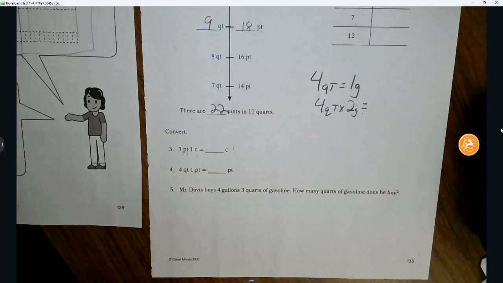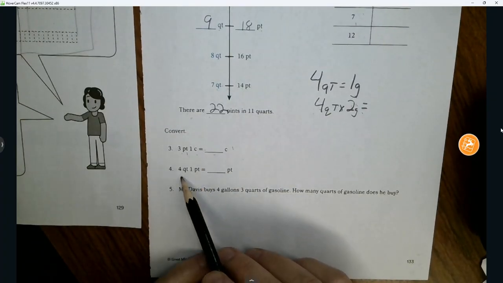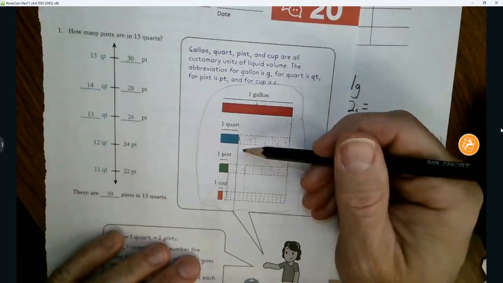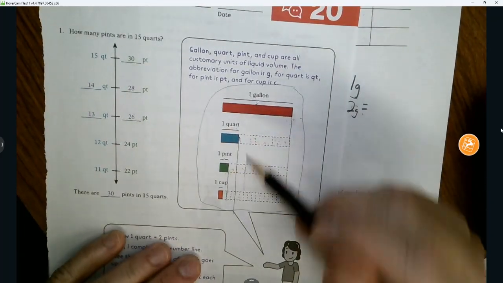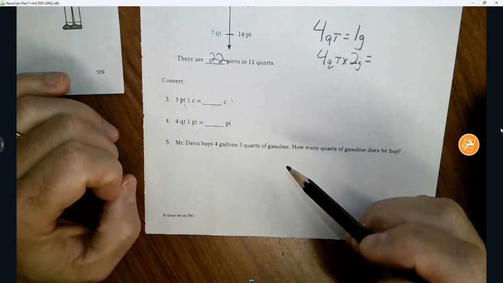Then add 1 more cup. Put the answer there. Same thing here. All right. This one is quarts to pints. So use the chart again. 2 pints and 1 quart. Figured out the same way.